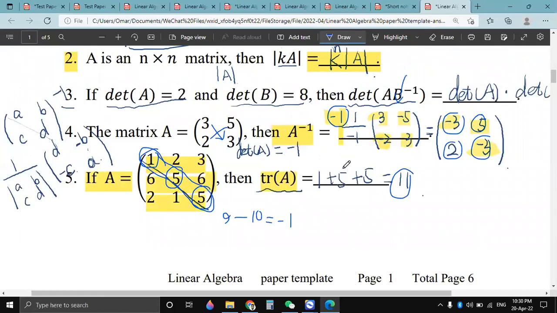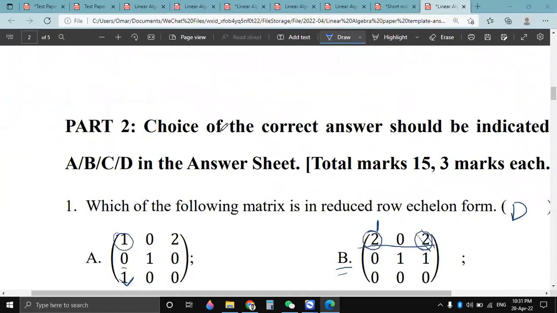So guys, can you understand? Yes, Omar. Okay, so let's go to part 2.